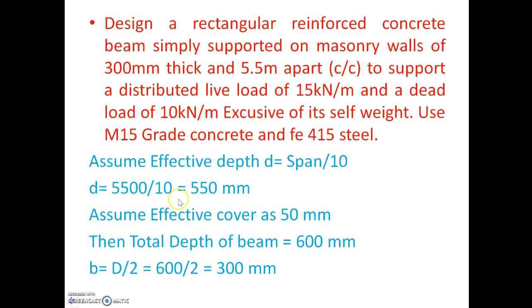After calculating the small d value, assuming the effective cover as 50 mm, so the total depth of the beam is equal to 600 mm. Then after finding out the total depth of the beam, calculate the width of the beam, that is B is equal to capital D by 2, that is equal to 300 mm.